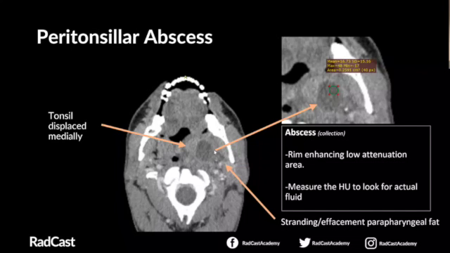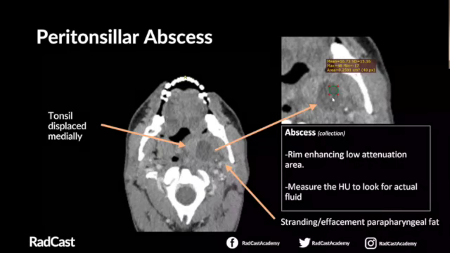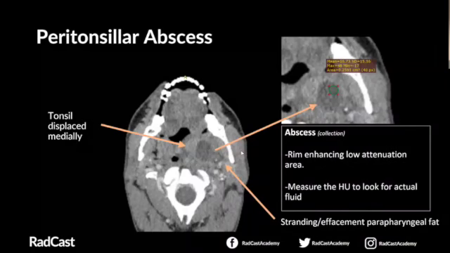So I always measure the Hounsfield units and try to look for fluid rather than just edema. I use a cutoff of about 30 to 40. If it's less than 40, I'm confident it's an abscess rather than just edema. But regardless of what the Hounsfield units were, if you see this appearance, you're going to call an abscess. And you'll have stranding in the adjacent spaces.